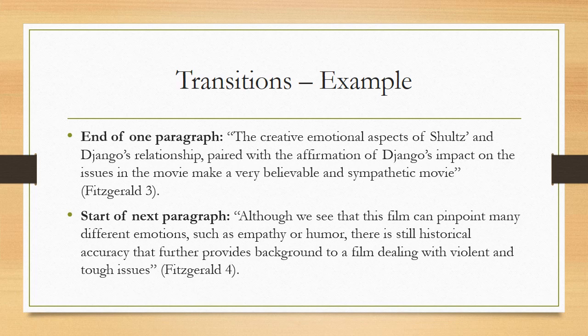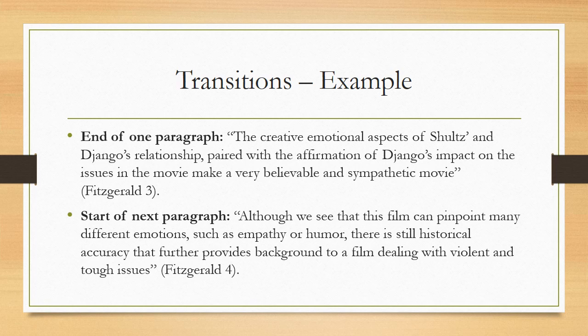Although we see that this film can pinpoint many different emotions, so it's talking about the idea from the previous paragraph, such as empathy or humor, the specific emotions, there is still historical accuracy that further provides background to a film dealing with violent and tough issues. So this is a brilliant transition sentence because the student knows that the kind of relationship Schultz and Django have was not typical, if it existed at all, between slaves and slave owners. Usually, slave owners were very cruel and harsh and awful, and it was a horrible existence to be a slave. So Django's experience with Schultz is not only unique, it may be entirely fictional.